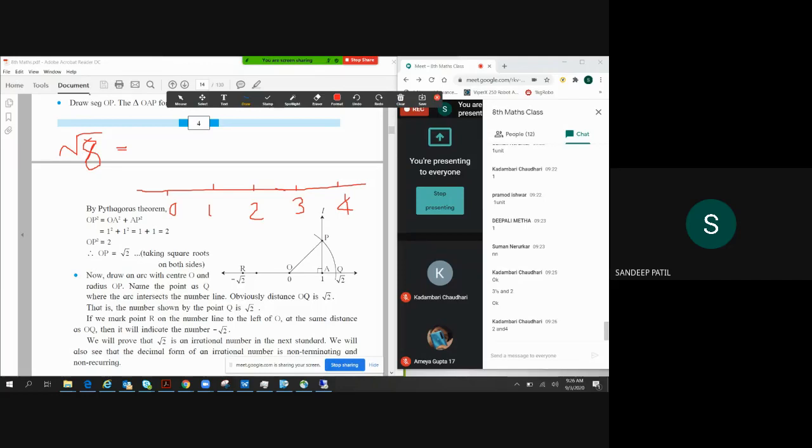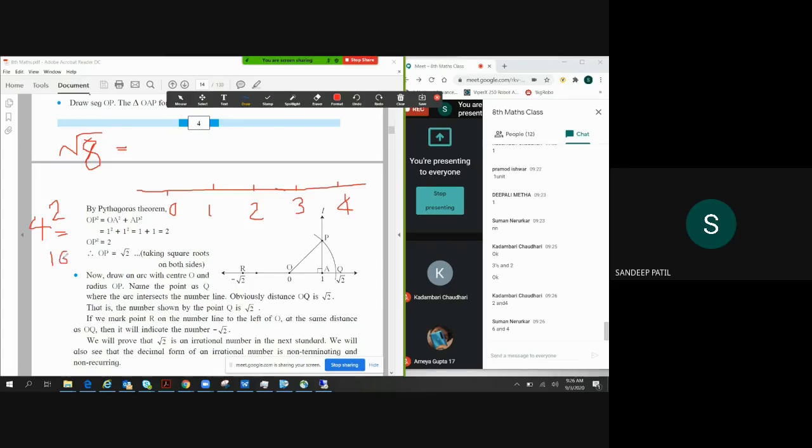Someone writing 4. So okay, if we take 4, square of 4 becomes 16, right? It's very difficult to subtract from 16 to get square root of 8. It should always be addition here. If we want to represent square root of 8 on the number line, please check that it should always be added.